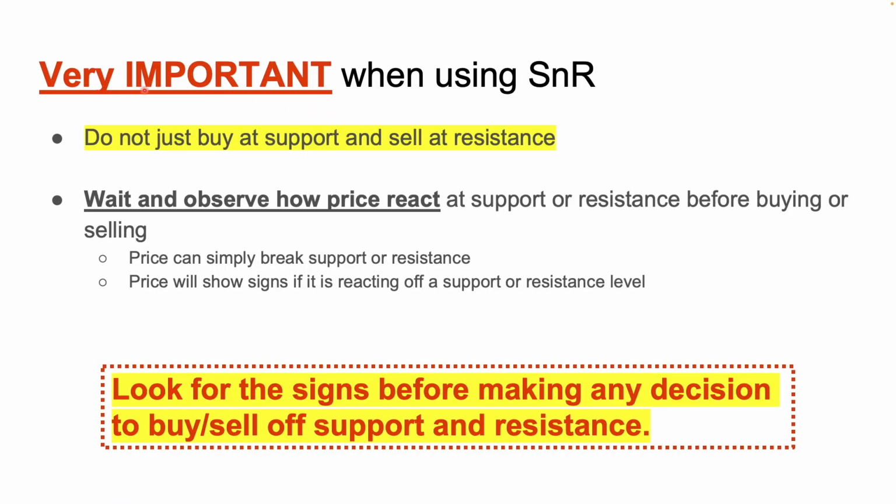I have to emphasize that it's very important when you use SnR not to just buy at support and sell at resistance. Although that is the idea of support and resistance, to buy at support and sell at resistance, you do not want to just do it blindly. You want to wait and observe how price reacts at support or resistance before you buy or sell, because price can simply break support or resistance. That's why you want to wait for price to show signs that it is reacting off a support or resistance level before you make any buying or selling decision.